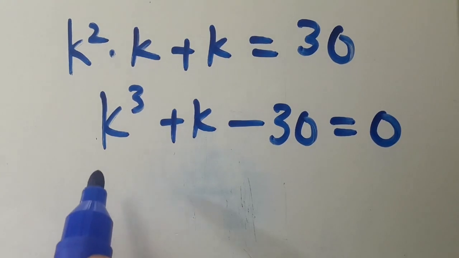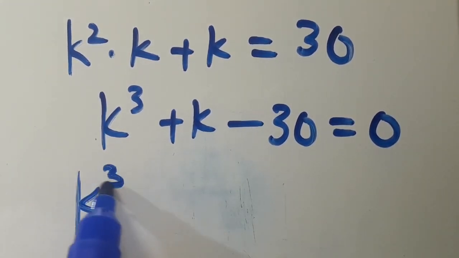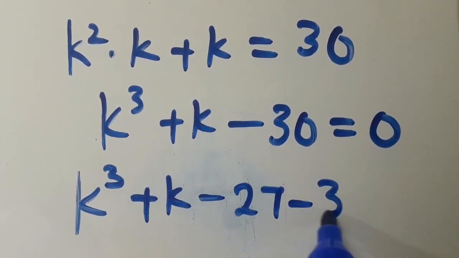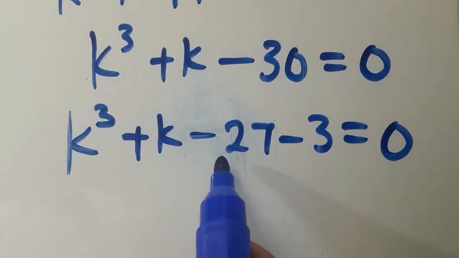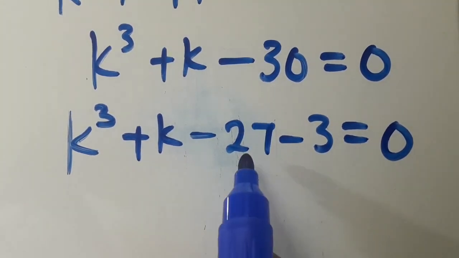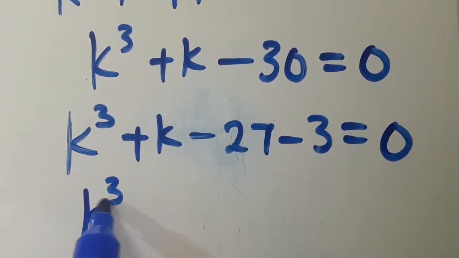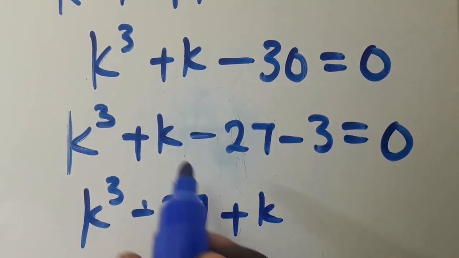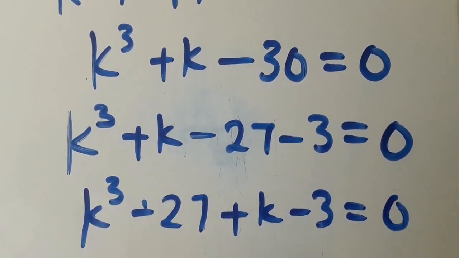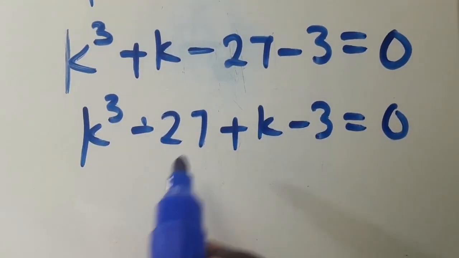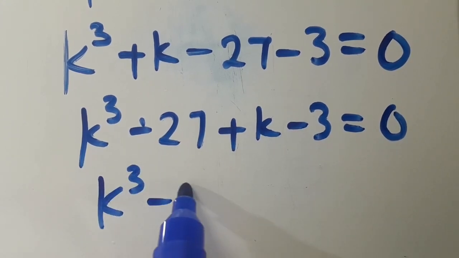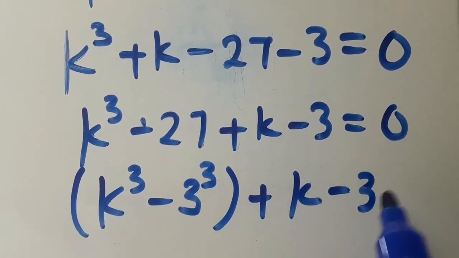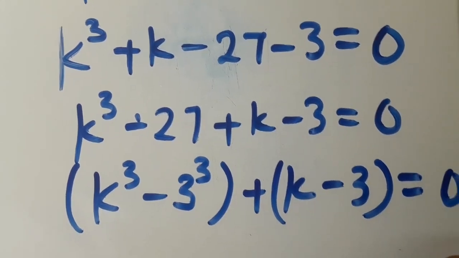Then we have k to the power of 3 plus k. We can express minus 30 as minus 27 and minus 3, since minus 27 minus 3 gives minus 30. Let's group k cubed and minus 27 together: k to the power of 3 minus 27, plus k minus 3, equals 0. Let's write 27 in base 3 as 3 to the power of 3, so we have k to the power of 3 minus 3 to the power of 3, plus k minus 3, equals 0.